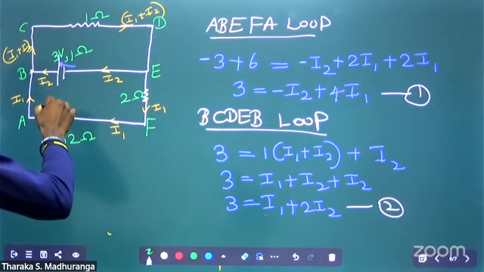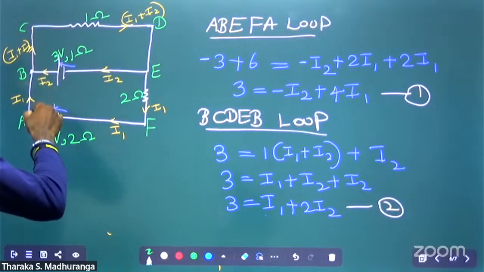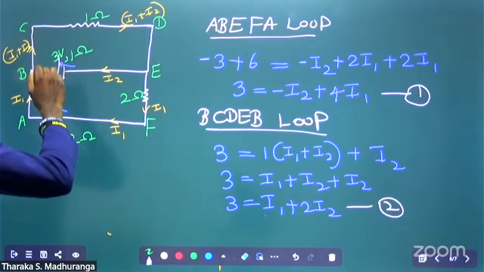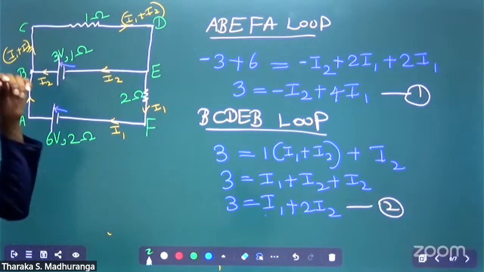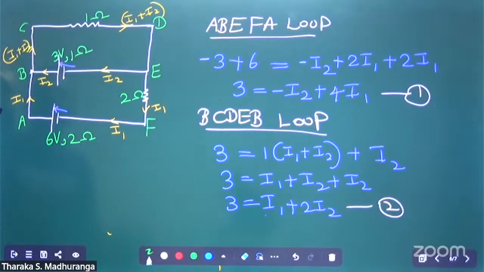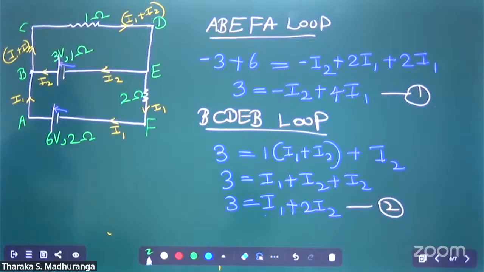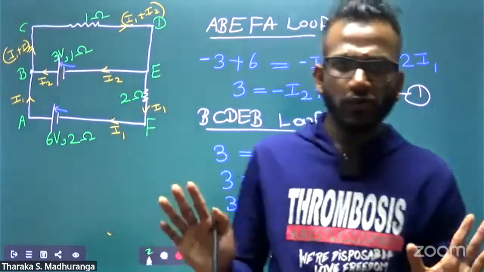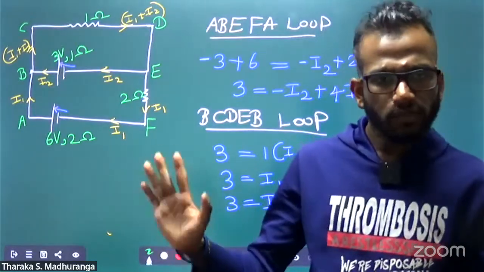Okay, then they think the 6-volt battery gives I1, the 3-volt battery gives I2, then from this line I1 plus I2 is going through this B to C part, then again I2 comes and this part I1. That's one method. If you want, you can mark the current direction in your preferred method and you can calculate, and the same answers will come.